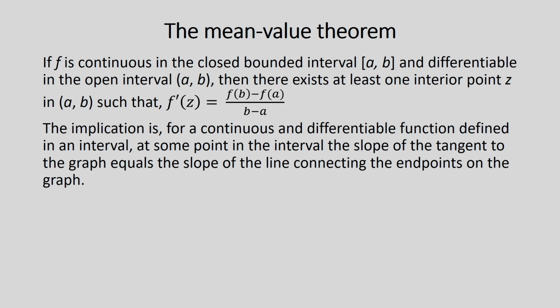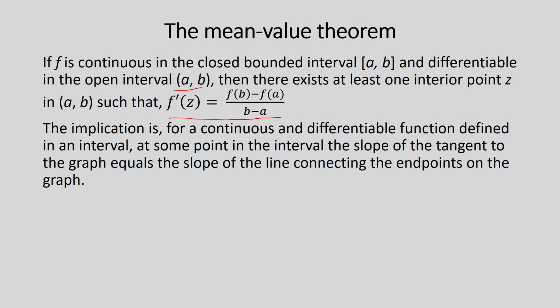Now, we come to another theorem which is called the mean value theorem. If f is continuous in the closed bounded interval a to b and differentiable in the open interval a to b, then there exists at least one interior point z in a to b such that f dash of z is equal to f b minus f a divided by b minus a.